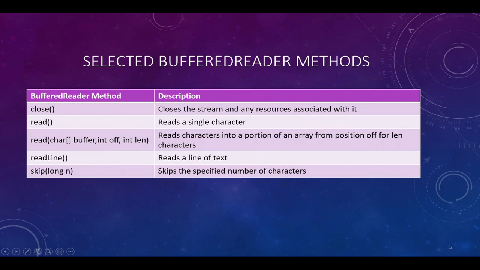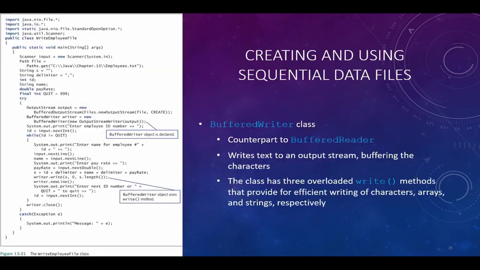Okay. Let's look at creating a sequential data file. For these, we can use the BufferedWriter because we can create our sequential data and use the buffer and dump it as a whole. Remember its opposite is the BufferedReader, so we're going to use BufferedReader and BufferedWriter. It writes to that output stream and it's going to buffer the characters. Okay, the class has 3 overloaded write methods, so you can use the same method whether you're sending it characters, arrays, or strings. You can send it any of them.